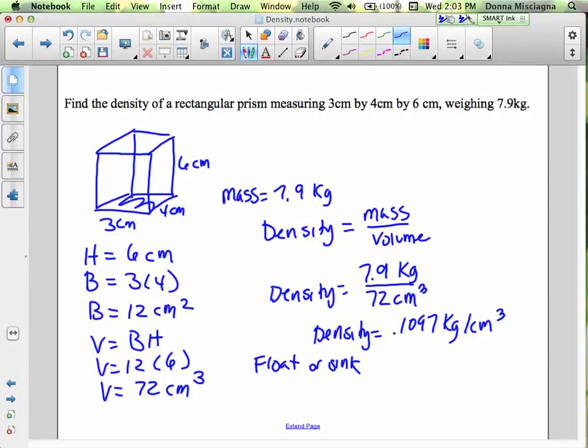How many grams are in a kilogram, guys? Let's think. How many times do you have to move it over? No, 1,000. There we go. So our density, it would move over 3 decimal places, right? Because there's 1,000 grams in a kilogram. So 109.7 grams per centimeters cubed. So sink or float?